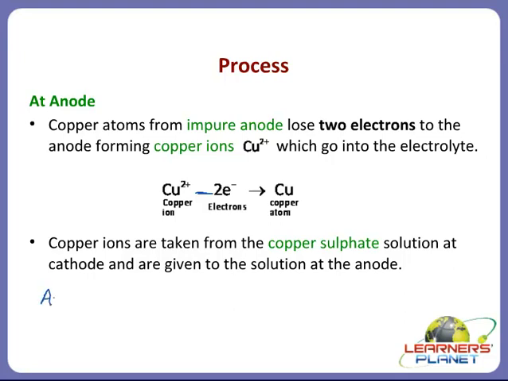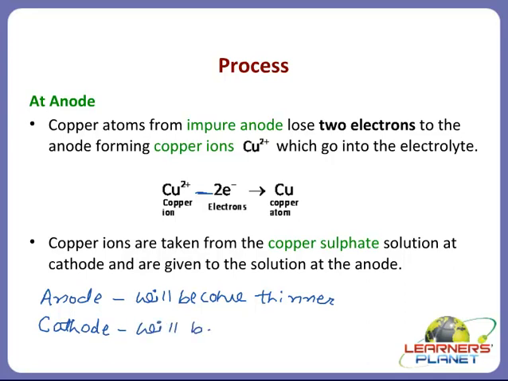So your anode will become thinner and your cathode, what will happen to the cathode? As on the cathode, your metal is being deposited. So the cathode will become thicker.